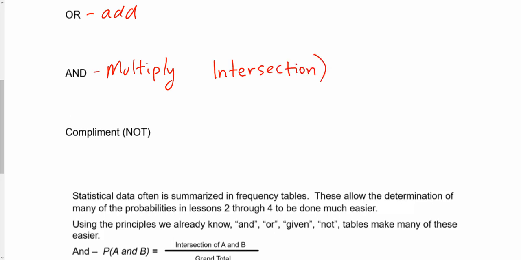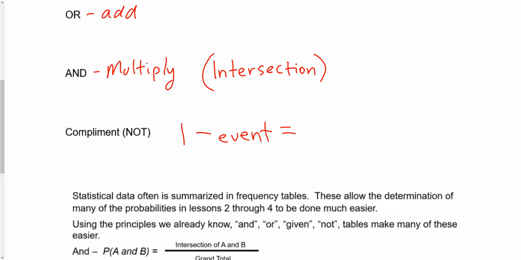The reason I'm bringing this up is because when we work with tables, there will be intersections, and we're going to use those in some of our probabilities. For the complement, don't forget that when you do a complement, basically it's saying, what is the probability of this not happening? What you could do is, instead of adding everything else up, you could just take 1 minus the actual event. And that'll give you your probability.